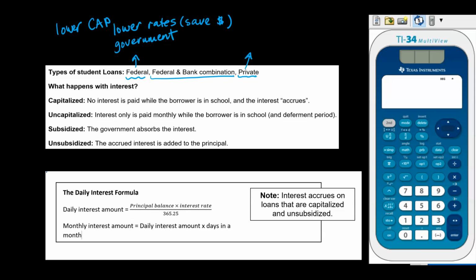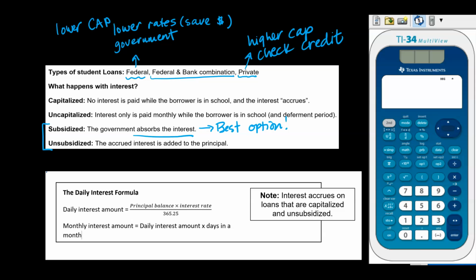And so private loan, definitely a higher cap, higher interest rates. They do check your credit with a private loan, so you can be denied if you have poor credit, whereas with the federal loan, they do not check your credit. So there's definitely pros and cons of both, but federal loans tend to be more ideal for most students. In terms of a federal loan, they will offer you either a subsidized or unsubsidized loan. The subsidized loan is definitely the best option for sure, because the government pays the interest while the student is in school. So not the entire interest over the life of the loan, but at least while the student is in school, the government's paying for it.